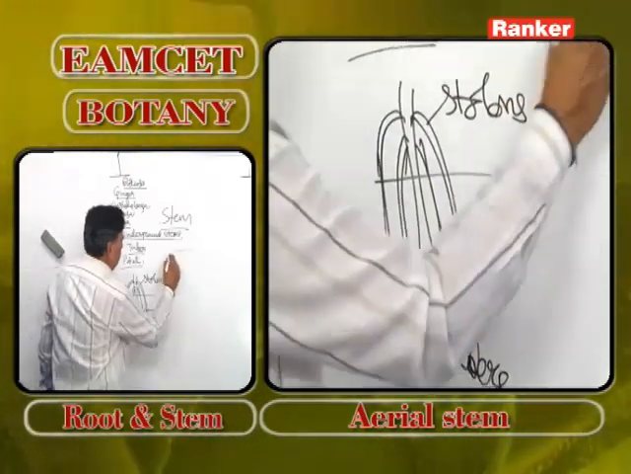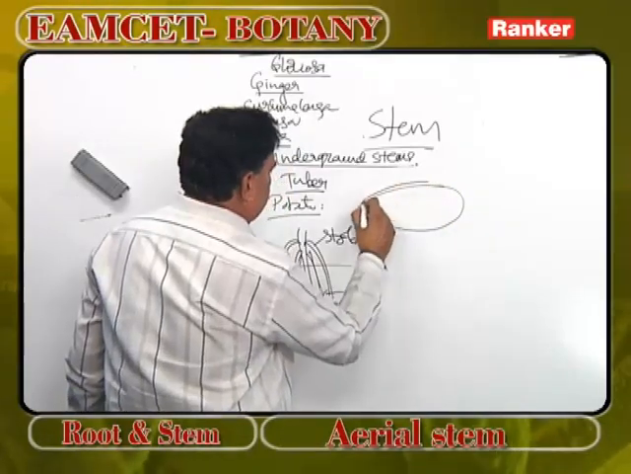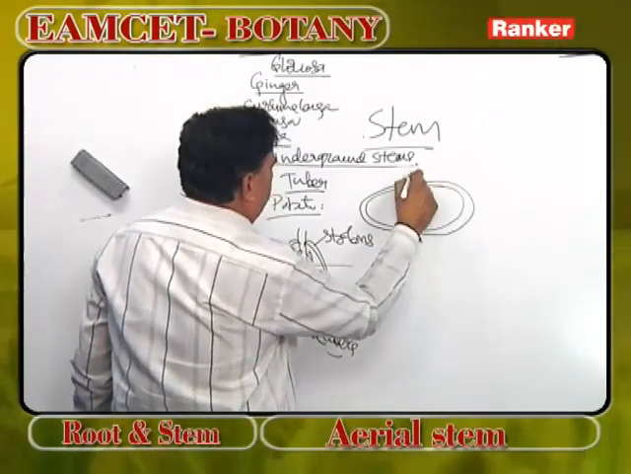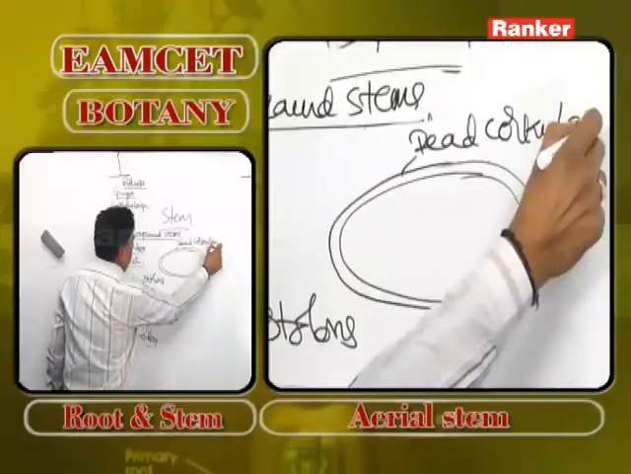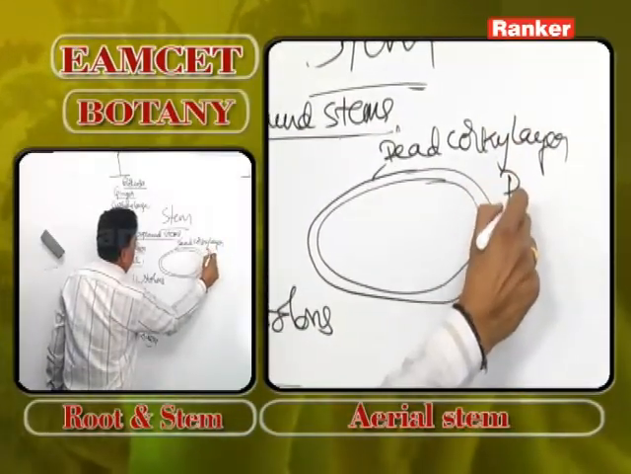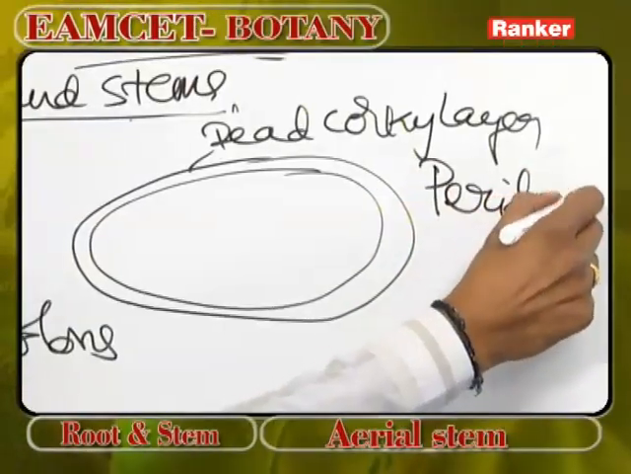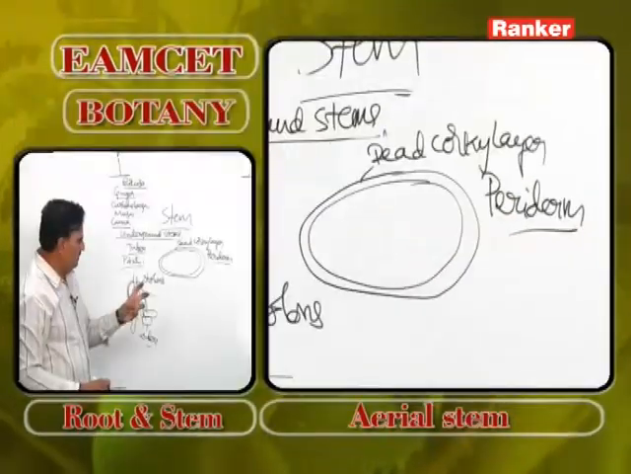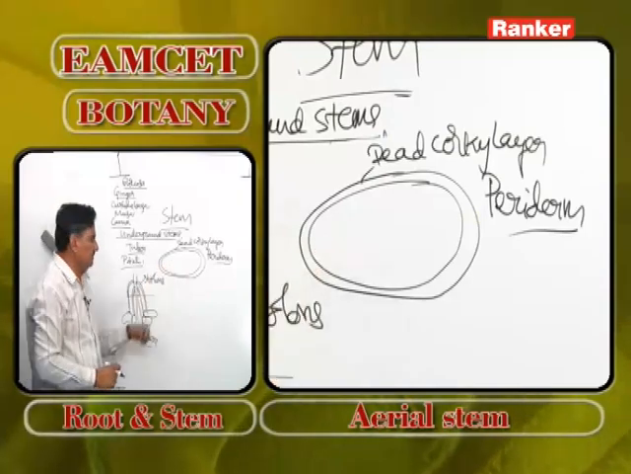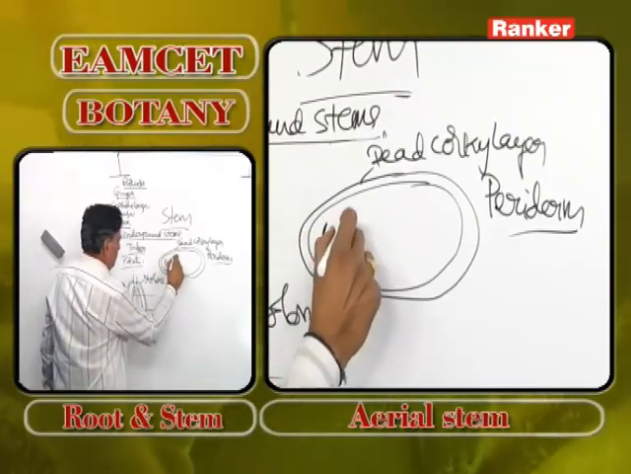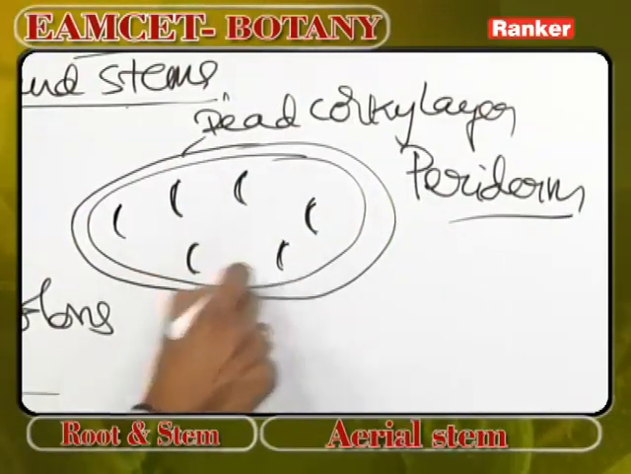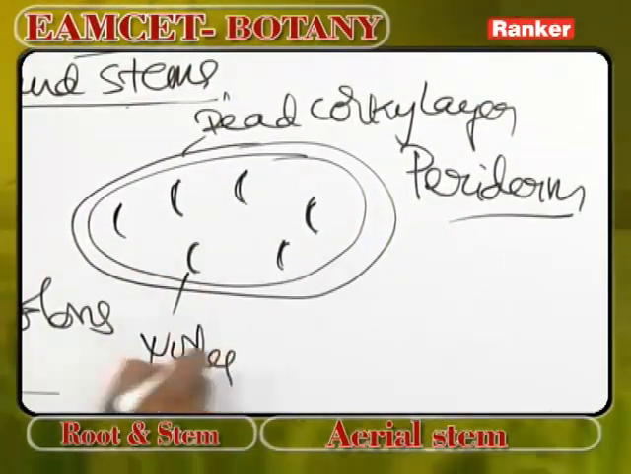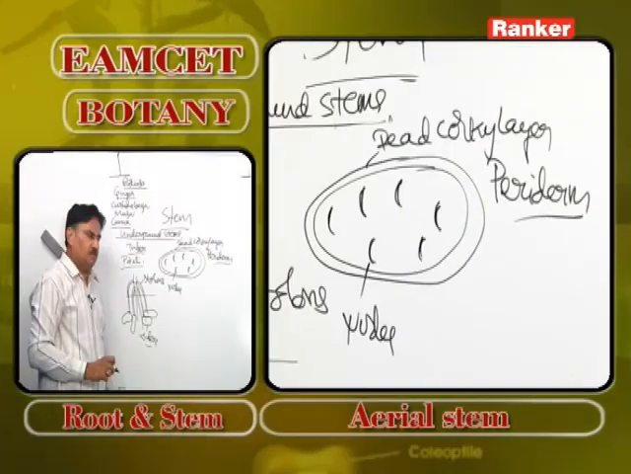If you observe each tuber, every tuber is externally surrounded by a dead corky layer, a brown colored layer present around the potato, called periderm. Now, in the tuber, many half moon shaped or semilunar nodes are present.